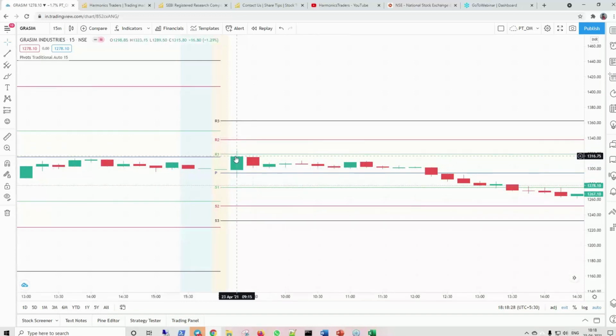Okay, so if in case it is less than S1, what we do, we wait for the first 15 minutes. If in case the first 15 minutes is a red candle, we are not going to do anything. If in case the first 15 minutes is a green candle and it has closed above S1, then we wait for the stock to come back to S1 and we will be initiating long at S1 with stop loss of S2 for the target of pivot.